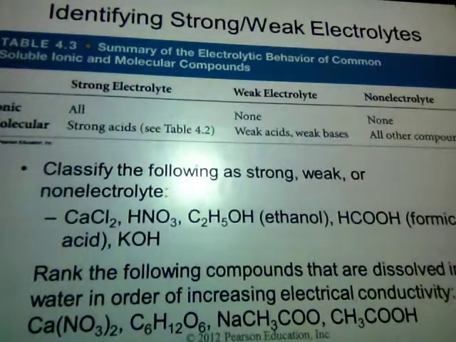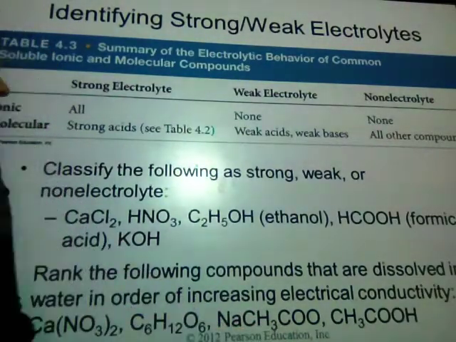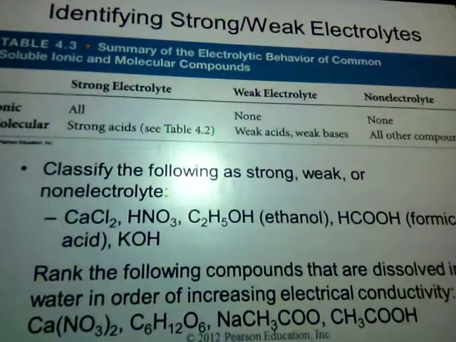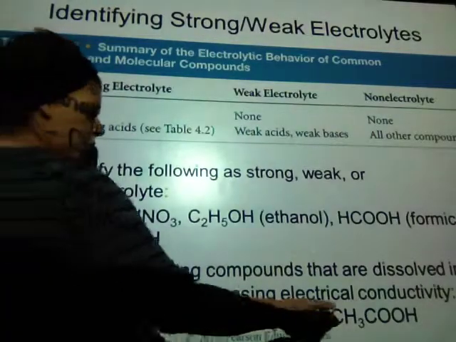C6H12O6, glucose. It's not an ionic compound, it's not a strong acid, it's not a weak acid, it's not a weak base. This is just considered to be one of those other molecular compounds, so that is a non-electrolyte. Sodium acetate, metal and polyatomic ion, is an ionic compound, so it must be a strong electrolyte. Lastly, acetic acid. Acetic acid isn't one of my 7 strong acids, so it must be a weak acid. So we said strong electrolyte, non-electrolyte, strong electrolyte, weak electrolyte.